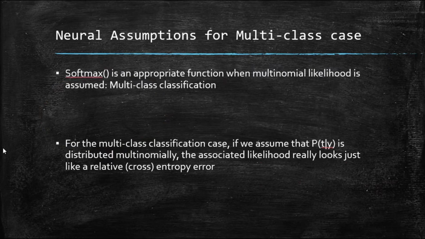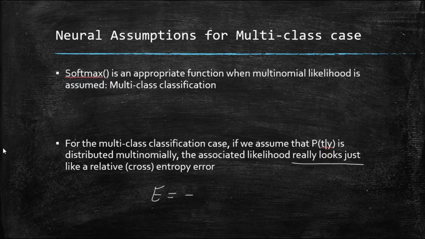Now, some neural assumptions for the multiclass classification case. We argued that the proper output function for your neural network machine learning algorithm is a softmax function, okay? And we also argued that if we assume that the likelihood is distributed multinomially, then the associated likelihood is basically identical to the famous cross-entropy error function, right? So, as I said, that error function that we just got has a name, and it's been around even before the multi-class classification case. It's quite amazing how things mathematically work out.